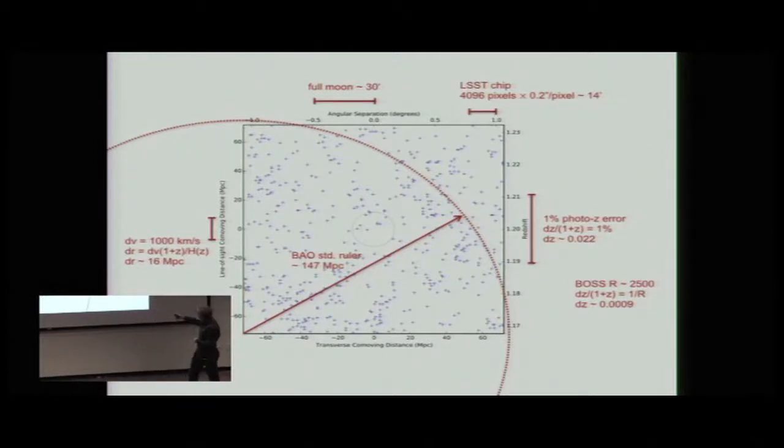For a 1% photo-z error, what we mean is dz over 1 plus z, so we multiply by 2.2 at this redshift. That's about a 1% photometric error. So in LSST, we're going to measure this axis with exquisite precision, 4,000 pixels covering that little bit there. But that's a 1% error. 1% is pretty good, so we're hoping to get 1 to 2%.